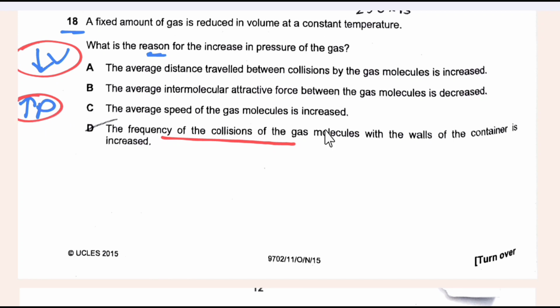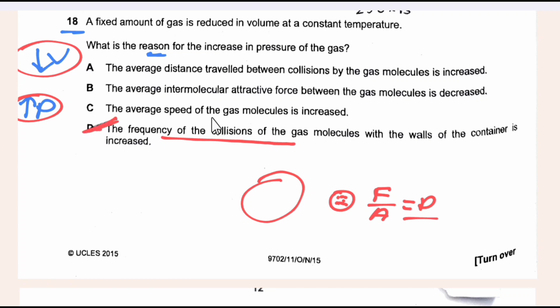Again, as the volume decreases, initially the volume was large, now the volume decreases, so the particles come closer together. So the frequency of effective collision with the walls of the container increases, and since the frequency of effective collision increases, the force exerted on the walls per unit area of the wall increases, and since force per unit area increases, pressure increases. So the answer should be D.